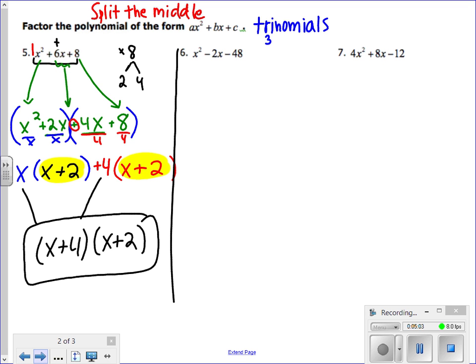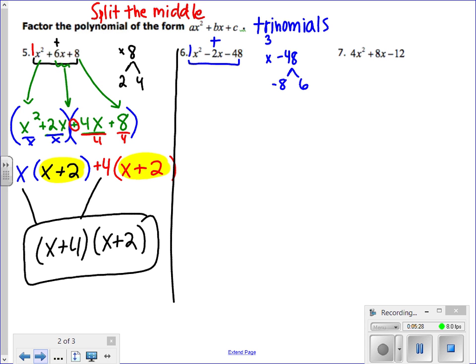All right, let's try number 6. Just like the first problem, there's an invisible 1 in front of the x squared. So I need to multiply 1 and negative 48 and find two numbers that multiply to negative 48 and add to negative 2. This can be a little harder if you don't know your multiplication tables, but our numbers turn out to be negative 8 and 6.